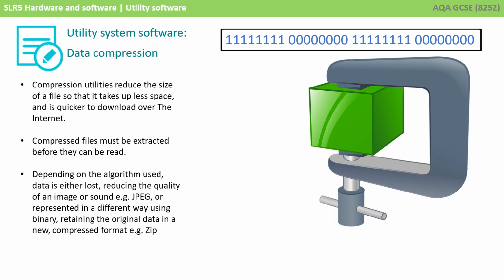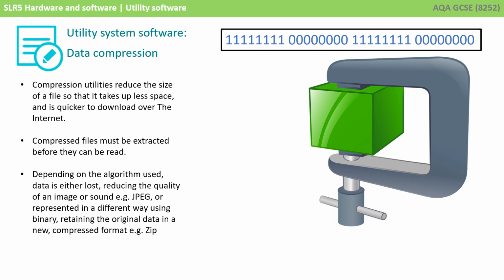Now, depending on the algorithm used, data is either lost during this compression, which reduces the quality of an image or sound, for example JPEG, or the data is represented in a different way using binary, retaining the original data in a new compressed format, for example with a zip file.